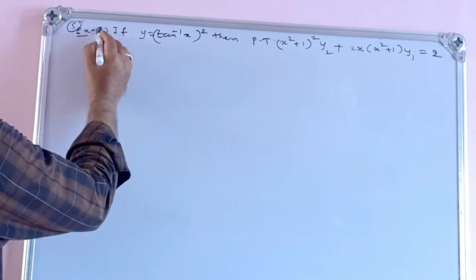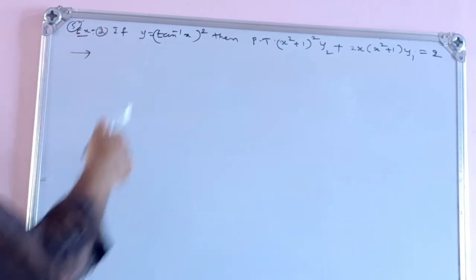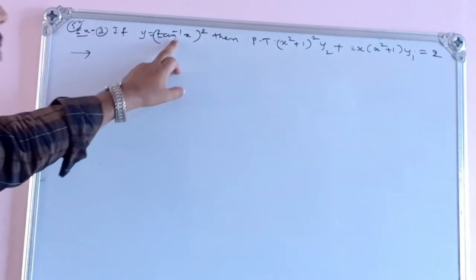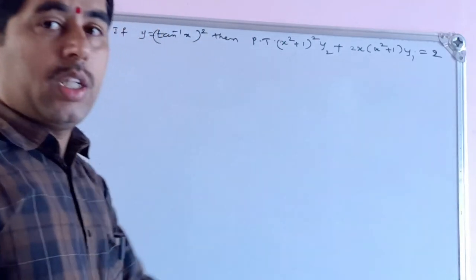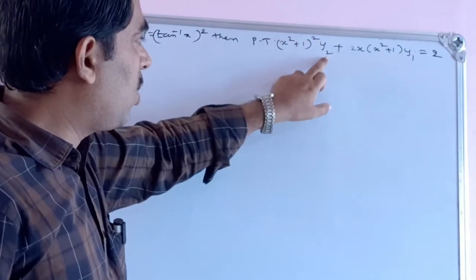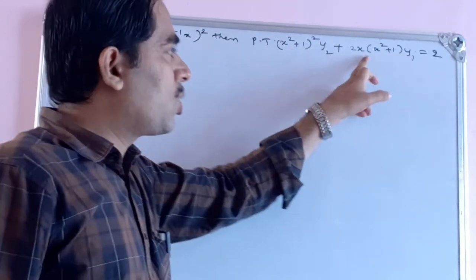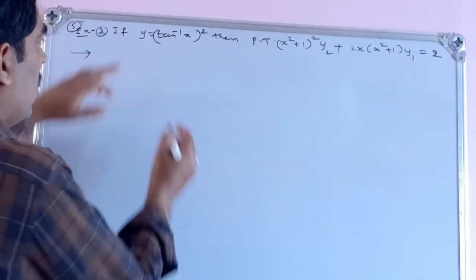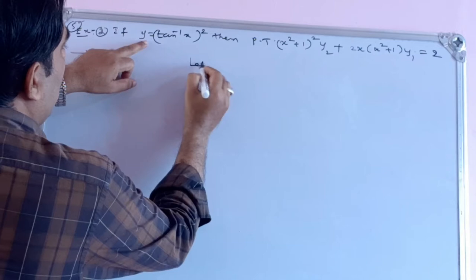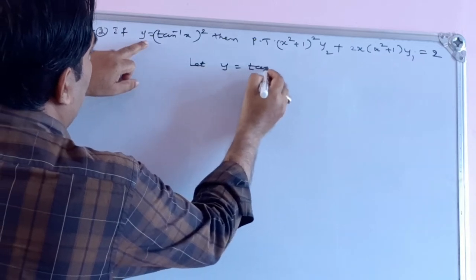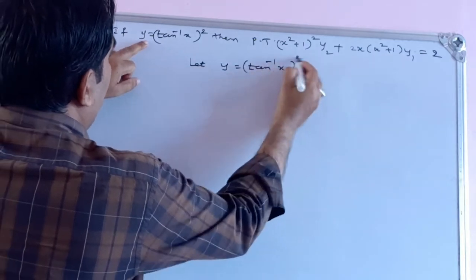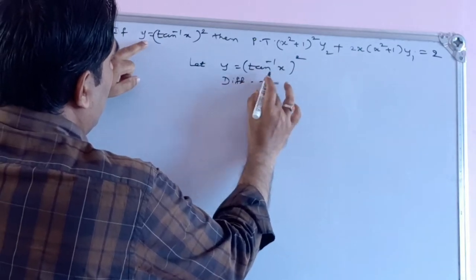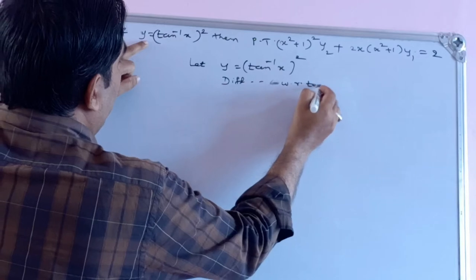So observe carefully. I am considering the second example. See, the given function is y is equal to tan inverse x whole square, and we have to prove this thing. See, x square plus 1 whole square into y2, that is the second order derivative, plus 2x into x square plus 1 into y1 is equal to 2. So let us take up this one. Let y is equal to tan inverse x whole square. I will differentiate both sides with respect to x.